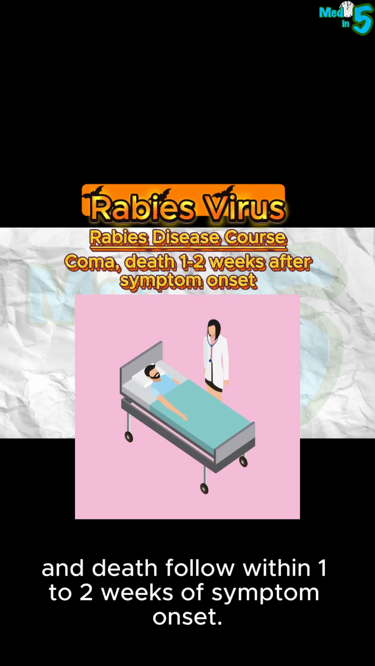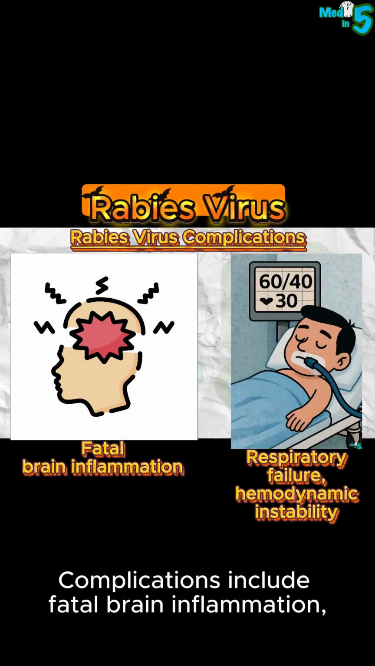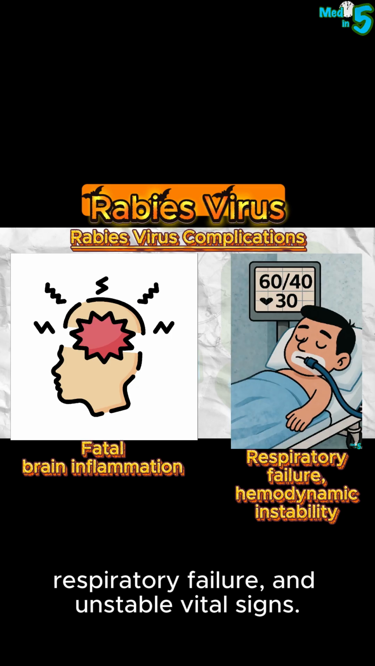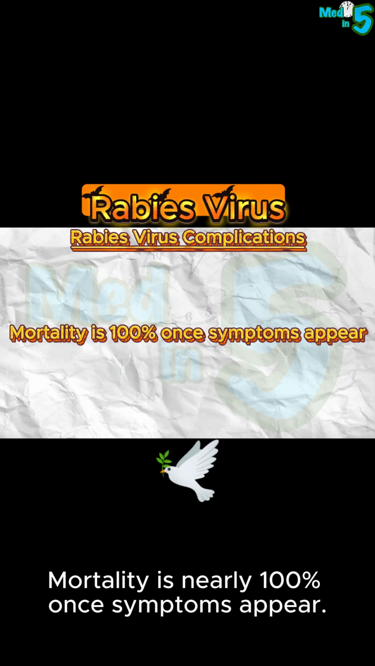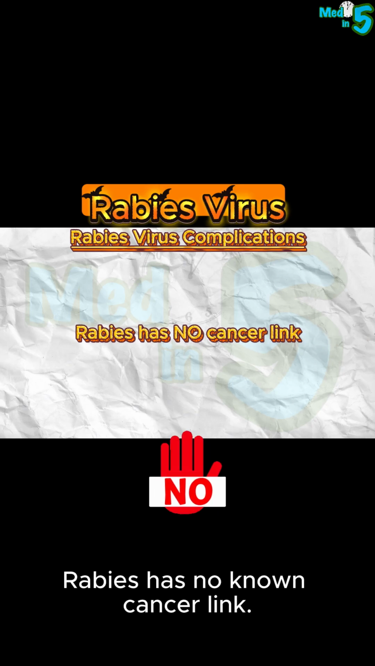Coma and death follow within 1 to 2 weeks of symptom onset. Complications include fatal brain inflammation, respiratory failure, and unstable vital signs. Mortality is nearly 100% once symptoms appear. Rabies has no known cancer link.